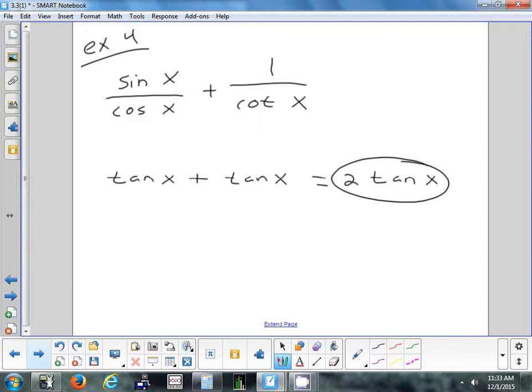2 times tangent x. Now, if you started changing cotangent to something like cosine x over sine x, now you've got a fraction over a fraction, and you've got to deal with that. And there are other ways to do it, but this is definitely the simplest. So this time we actually changed it to tangent, not sines and cosines. But it made it a very short problem. Questions?